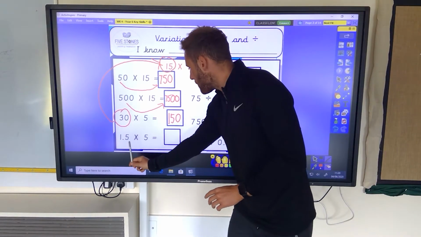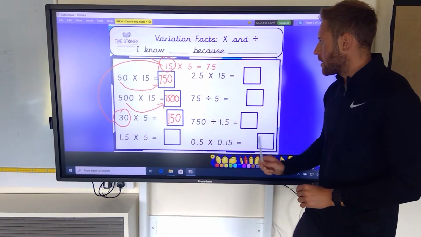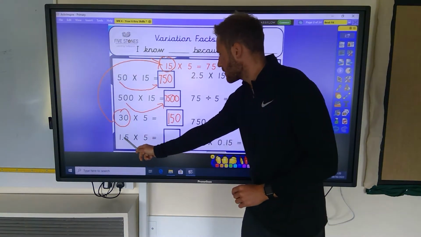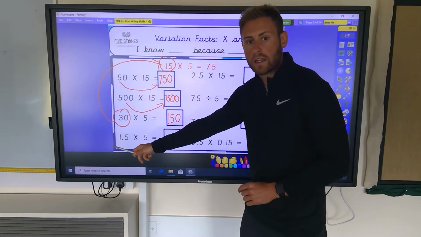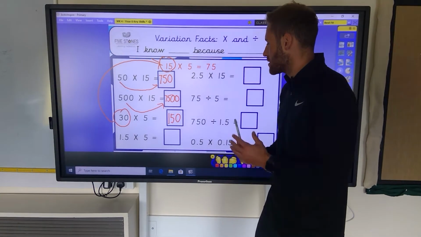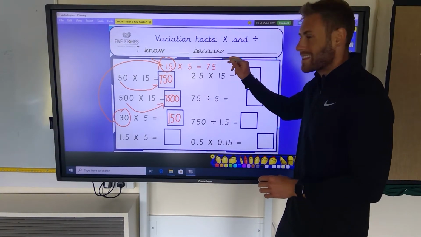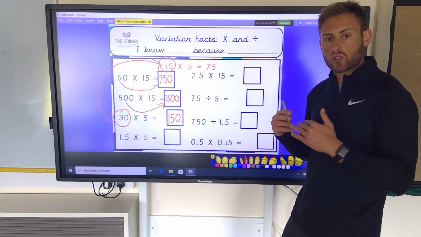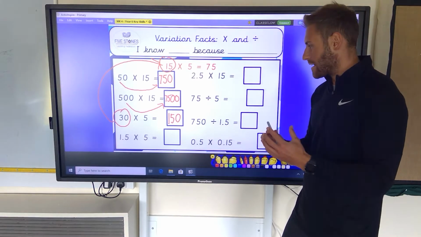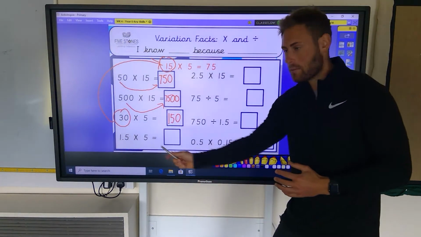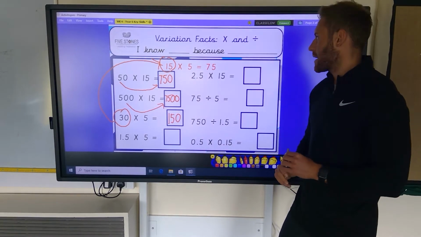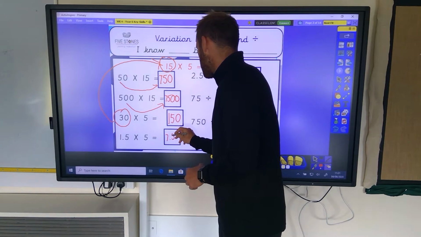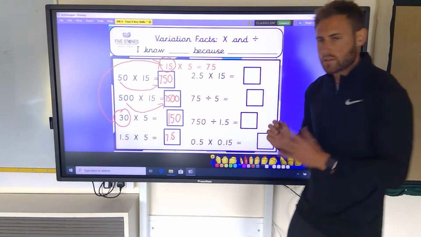Now, 1.5 times 5, looking at the connection at the top, what can I see? Actually, part of this side has decreased by 10 times. 10 times decreased there. So meaning this side of the equation, to allow it to balance, must also be divided by 10. Just like this value here has been divided by 10, this side must also be divided by 10. So 75 divided by 10 is 7.5. Fantastic. We can see a shift of that place value there.